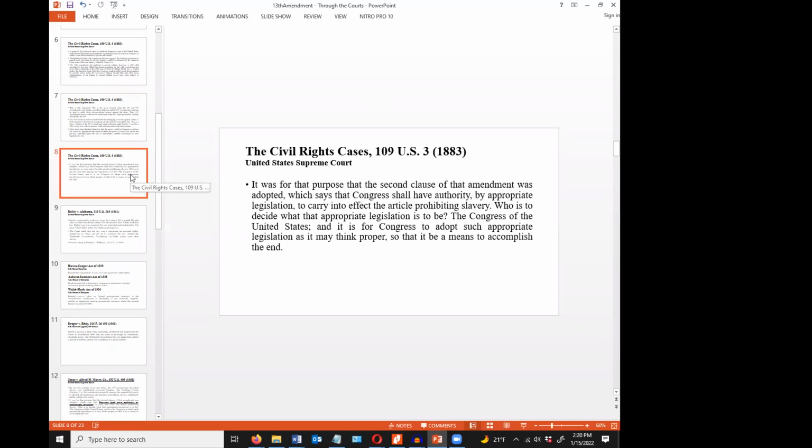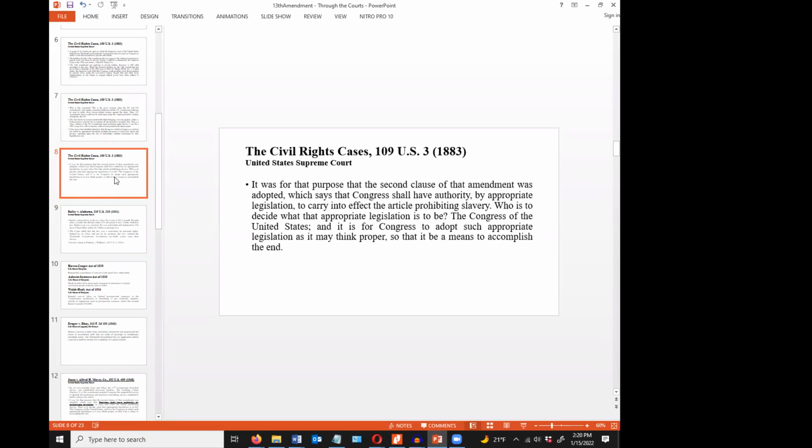And it went on further to say it was for that purpose that the second clause of that amendment, Section 2 of the 13th Amendment, which says that Congress shall have the authority by appropriate legislation to carry into effect the article prohibiting slavery. Who is to decide what that appropriate legislation is to be? The Congress of the U.S. And it is for Congress to adopt such appropriate legislation as it may think proper, so that it be a means to accomplish the end.